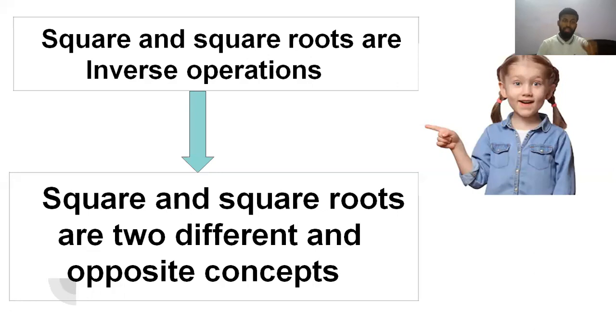But in order to understand this statement, that how a square and a square root are inverse operations, or in other words, how they are opposite to each other, you need to keep patience till we finish both parts of this chapter, that is square and square roots. Once we finish both parts, I will show you and verify how this statement is true, as in how square and square roots are inverse operations.